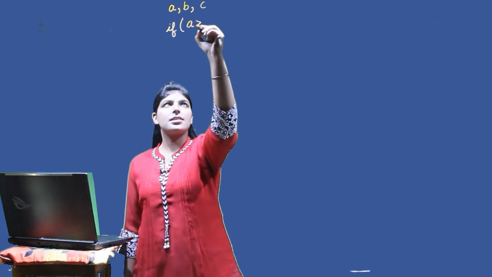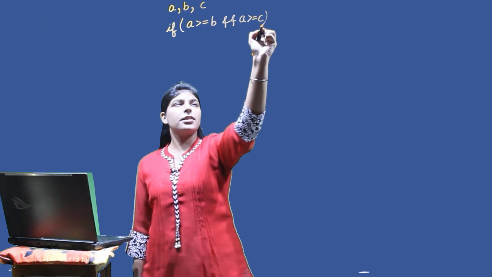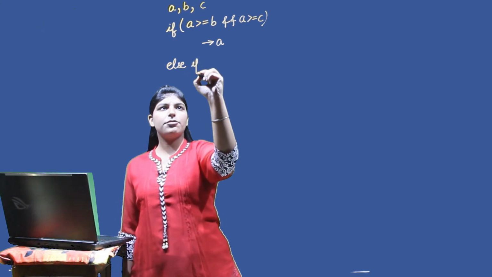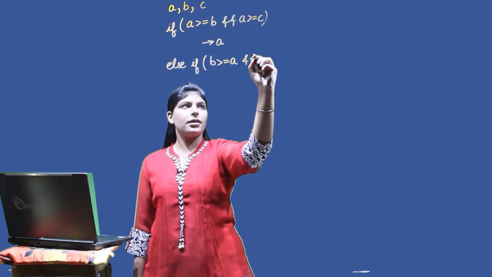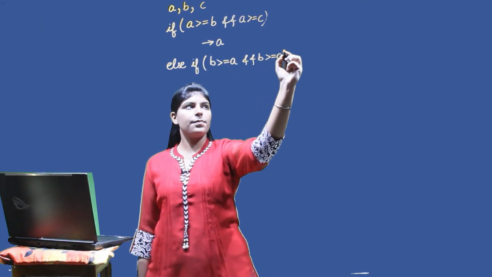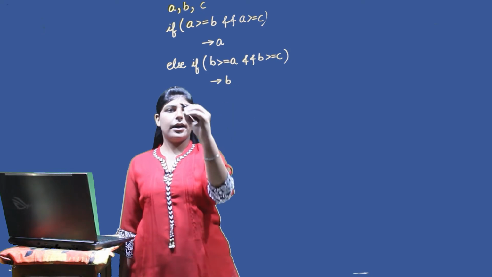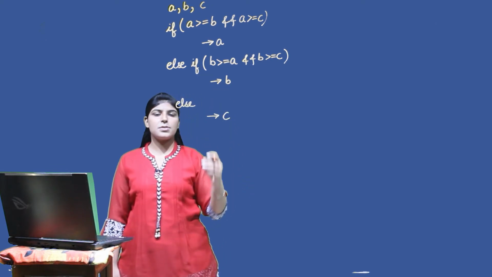Suppose I have 3 numbers A, B and C. So if A is greater than both of them, then A will be the greatest number. So if A is greater than or equal to B and A is greater than or equal to C, in this case I can say A is the greatest number. Similarly, I can write else if B is greater than or equal to A and B is greater than or equal to C. In this case, B is greater than A and C, so B is the greatest number, and else we will have C is the greatest number. Right? So we can solve this using if-else-if ladder.